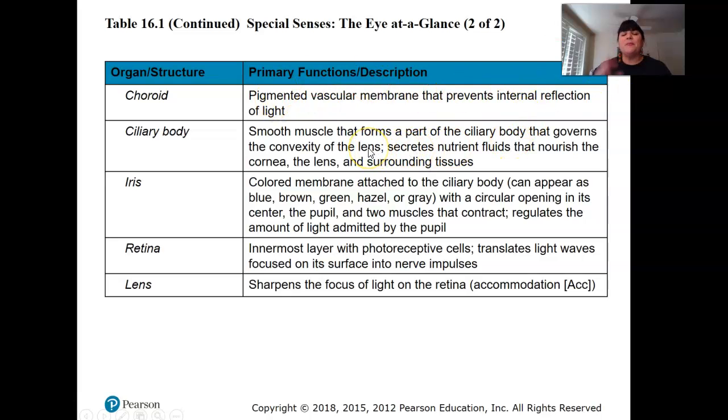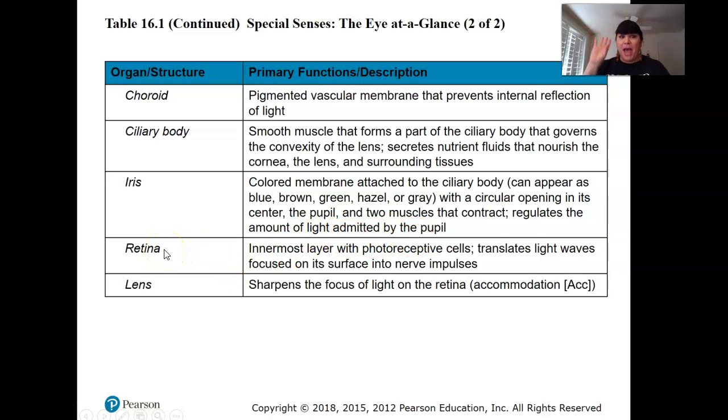We didn't talk about that, but you can move your lens a little bit, right? And as we get older, that elasticity goes down. And that's why when we get older, we need eyeglasses. A lot of people do, after the lovely age of 40, okay? A lot of people have to wear glasses because they're having problems with moving their lens. Iris, colored membrane, regulates the amount of light.